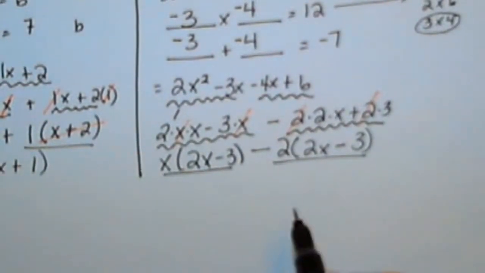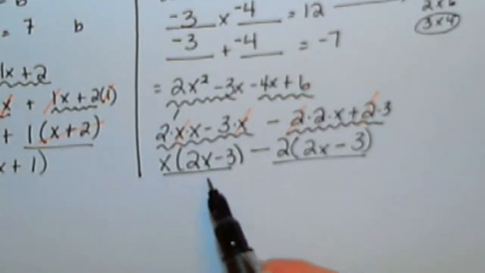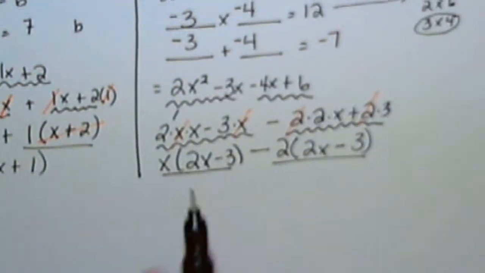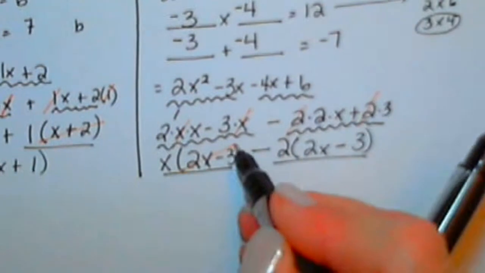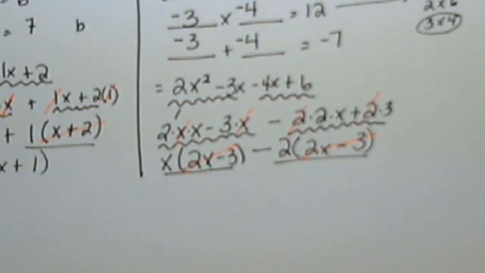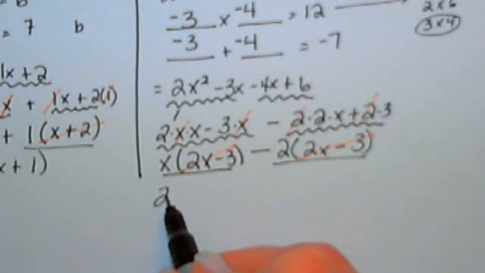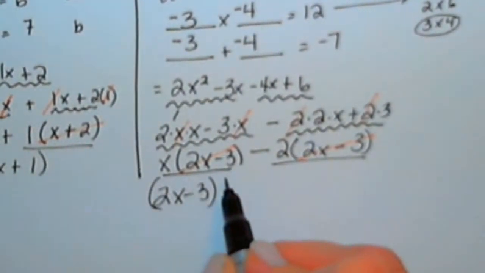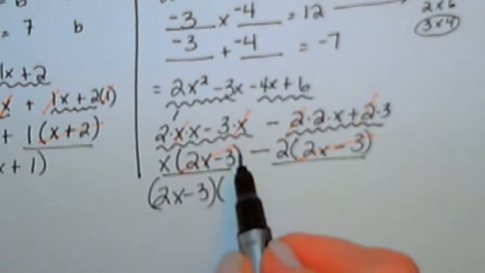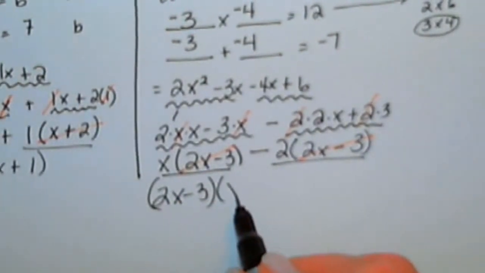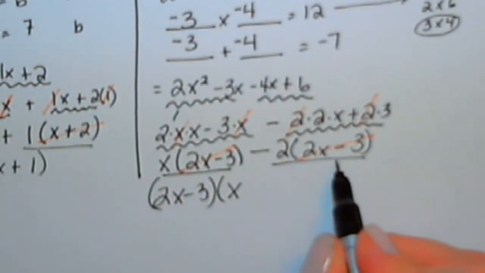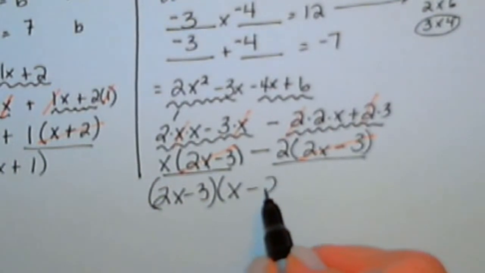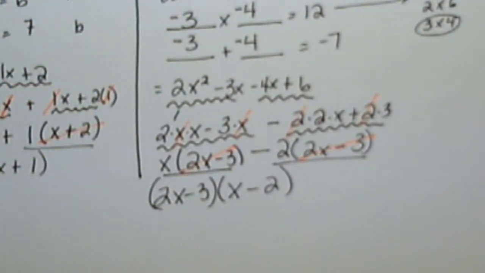Now look at this as one whole question. What does this have in common with this? Well, they both have a 2x minus 3. So I'm going to write a 2x minus 3 in brackets as it is. What's left? Well, when I remove the 2x minus 3 from the first term, I have an x. When I remove the 2x minus 3 from the second term, I have a minus 2. And that one's done.